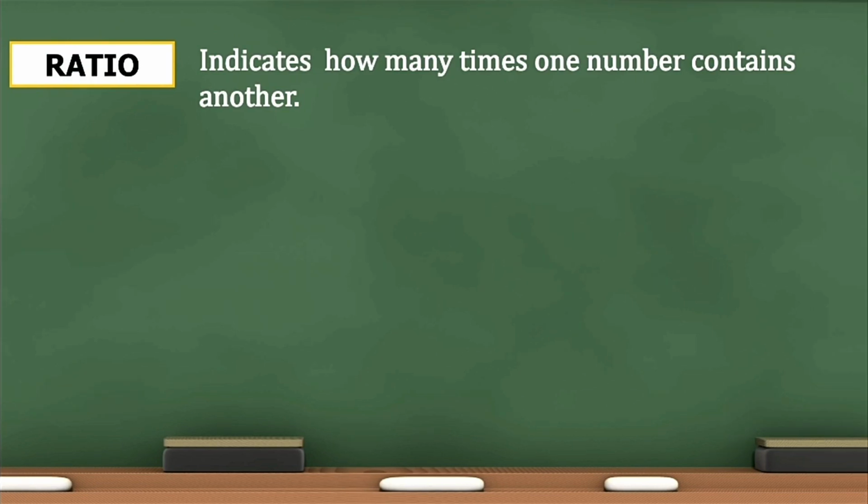And the ratio of two numbers, A and B, can be written as A is to B or A over B where B is not equal to 0. So yung A is to B ay colon form, at yung A over B naman ay fraction form.